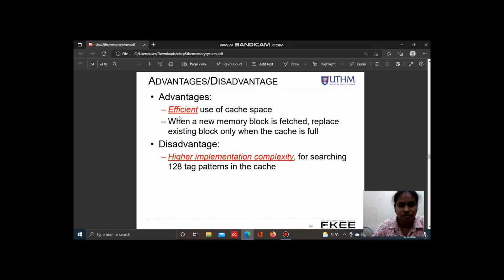Advantage: efficient use of cache space. When a new memory block is fetched, an existing block is replaced only when the cache is full. Disadvantage: higher implementation complexity for searching 128 tag patterns in the cache.